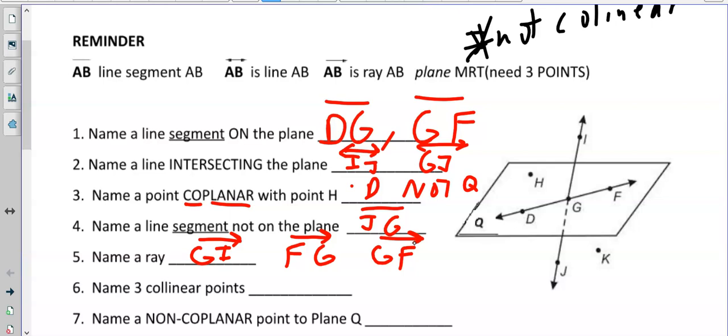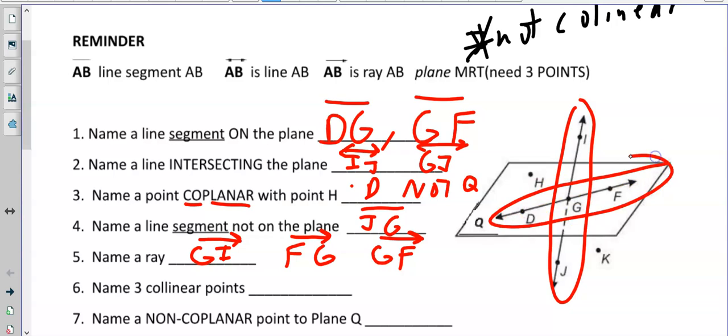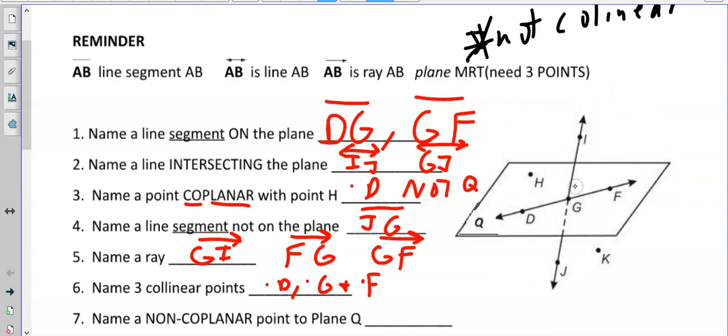Name 3 collinear points. Well, you have 2 choices there. You have these 3 and you have those 3. Doesn't matter. So point D, point G, and point F. I could have also listed I, G, and J. Makes no difference. Just choices.